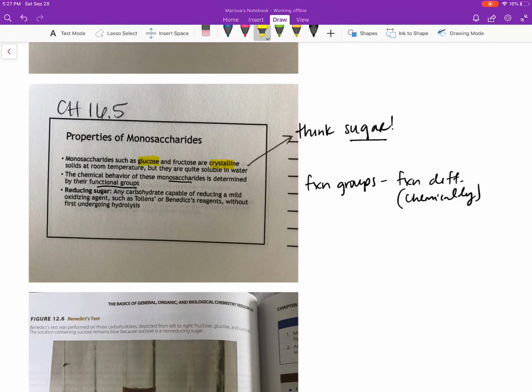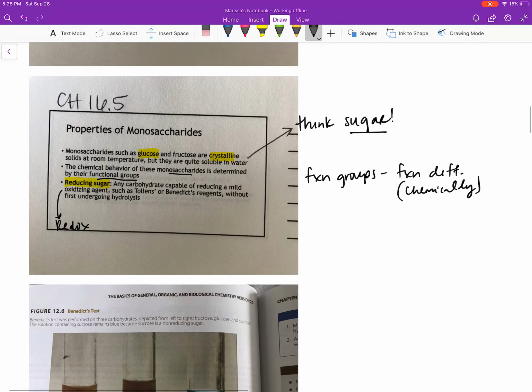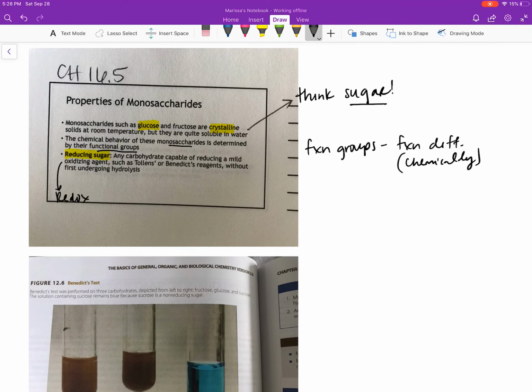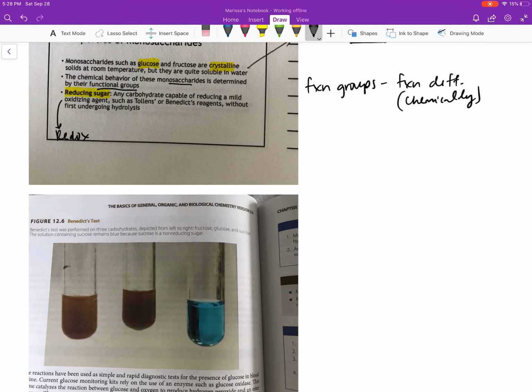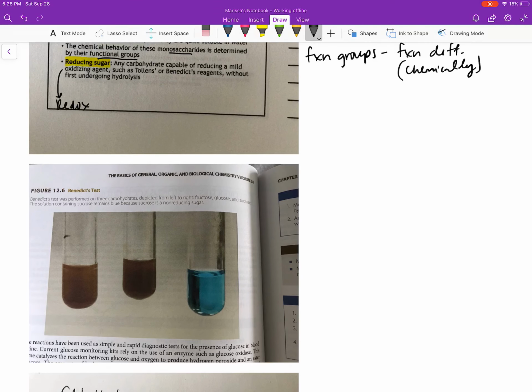Now, a reducing sugar is any carbohydrate capable of reducing a mild oxidizing reagent, so this is bringing back some redox memories, such as Tollens or Benedict's reagents, without first undergoing hydrolysis, meaning they stick around in solution and they don't undergo hydrolysis before they react. So, what does Benedict's test look like? The nice thing is the book is in color now so you can see.